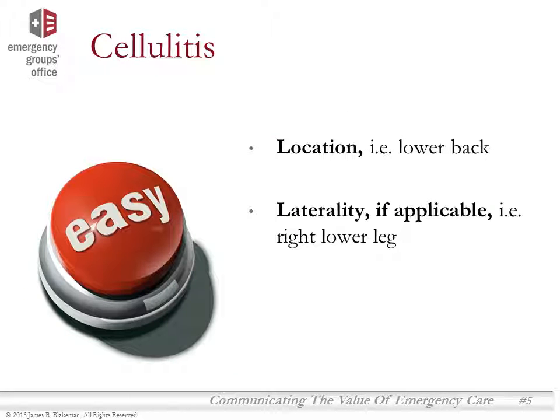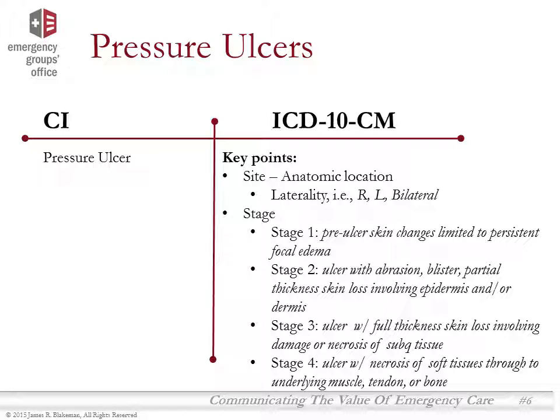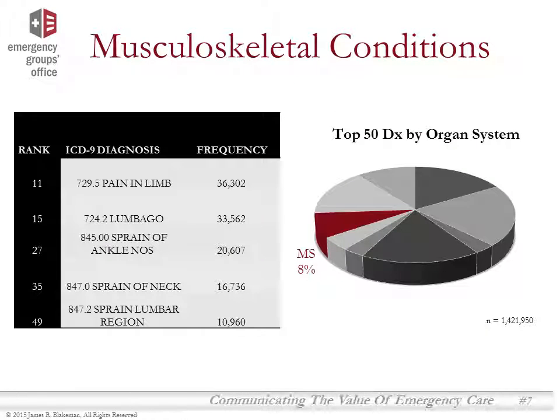There is little change to how cellulitis is reported, except to include laterality when appropriate. For example, cellulitis of right lower limb would be coded as L03.115. If documenting pressure ulcers, the location and stage of ulcer are important. It is likely this will be relevant for admitted patients.